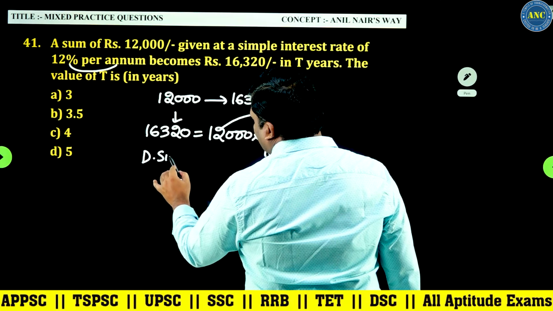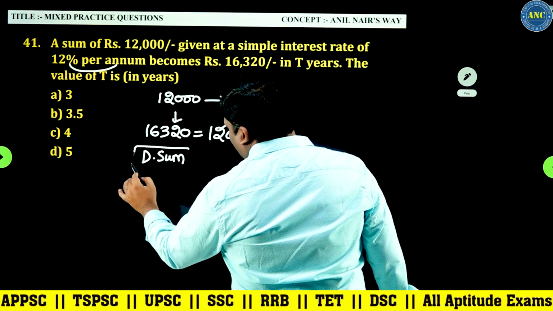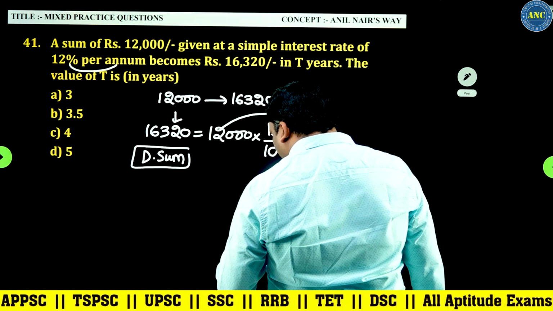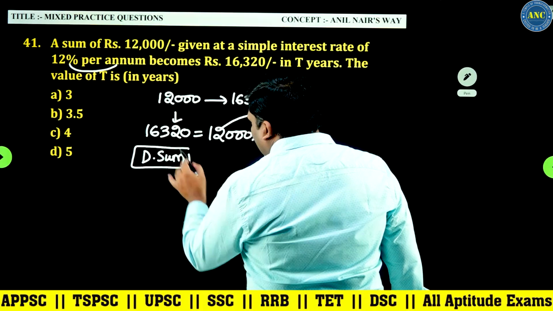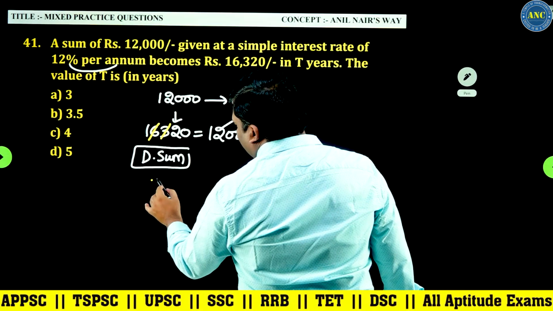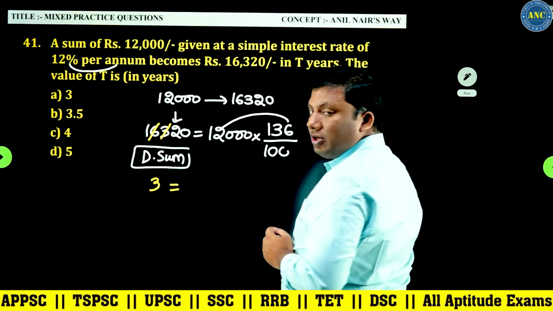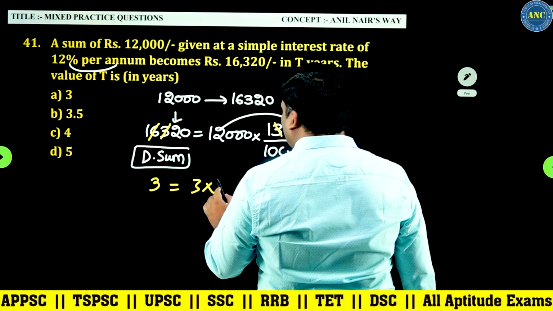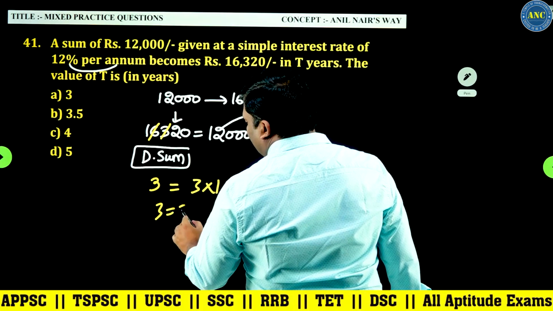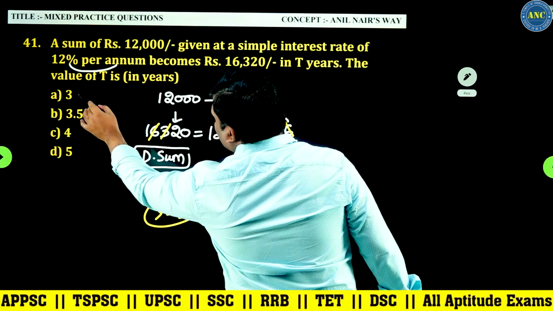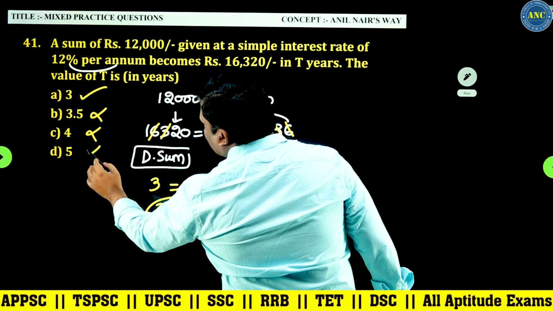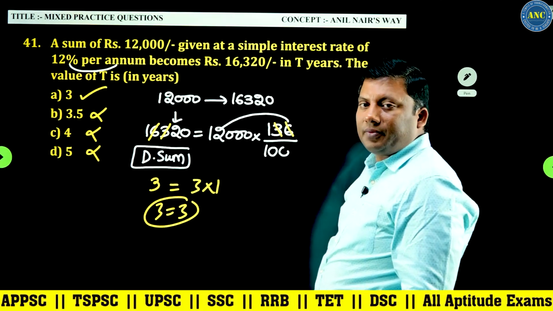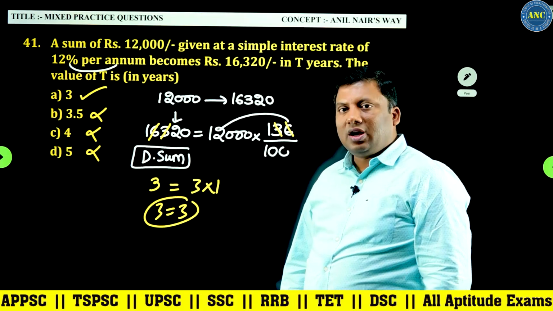If I use the concept of digital sum: 6 plus 3 is 9, 1 plus 2 is 3. 3 is equivalent to 1 plus 2, which is 3. 6 plus 3 is 9, and 3 ones are 3. Left hand side is equivalent to right hand side. So the answer for this question is option A.